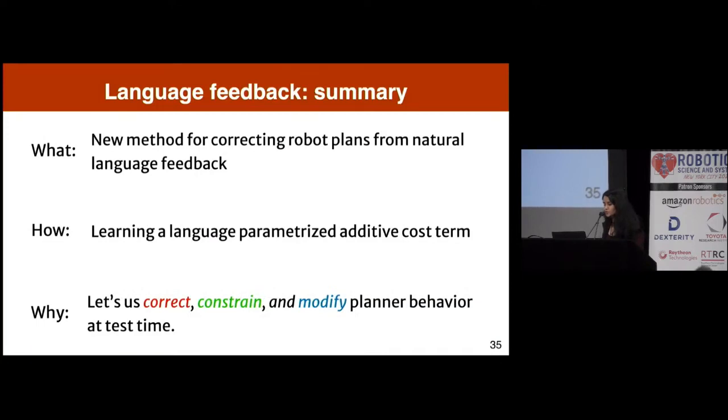Okay, so in conclusion, we propose a new method for correcting robot plans from natural language feedback by learning a language parameterized additive cost term. And this lets us correct, constrain, and modify planner behaviors at test time.